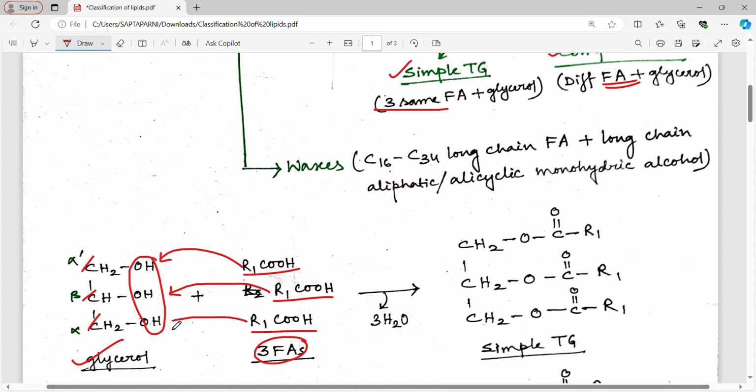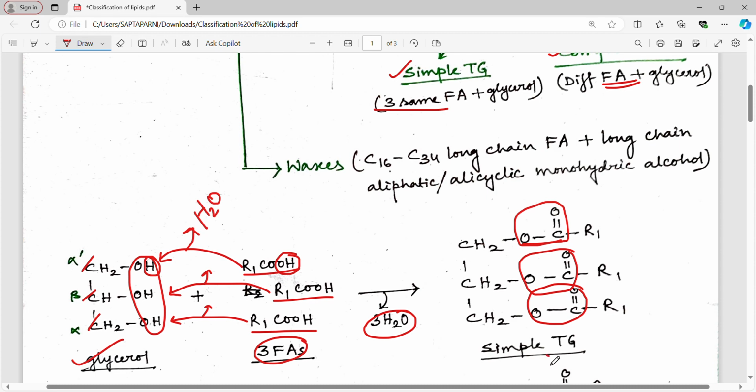The OH group of COOH and the hydrogen of the OH group will be liberated as H2O. Similarly, from the other groups also H2O will be liberated. So that is why 3H2O will be liberated, and the glyceride that will be formed will be CH2OCOR1, and this is the ester linkage. As all three fatty acids are of similar type, this triglyceride is known as simple triglyceride.